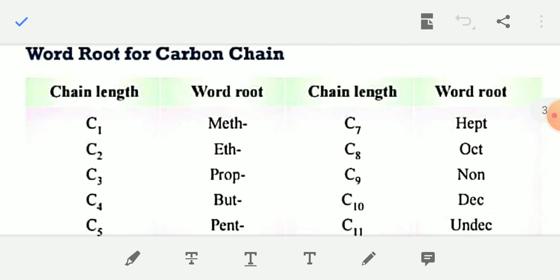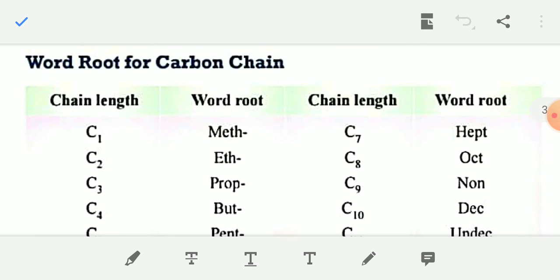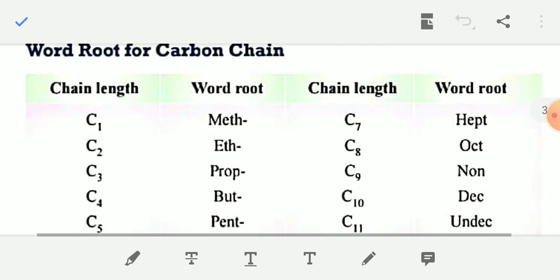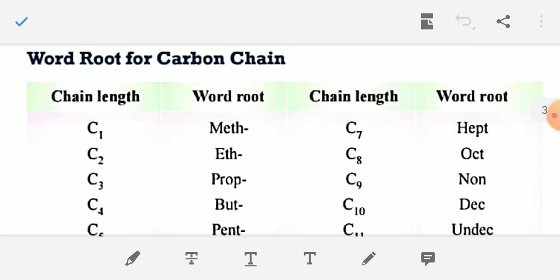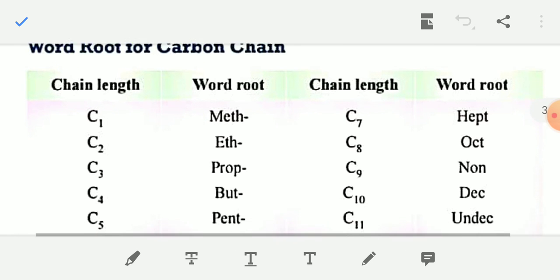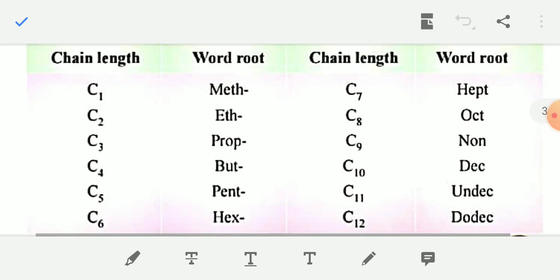And during naming organic compounds, you have to know about 3 terms: prefix, root word, and suffix. You have to use these 3 terms. Root word mainly indicates the number of carbon atoms present in the longest carbon chain. Different root words are used for different numbers of carbon atoms.